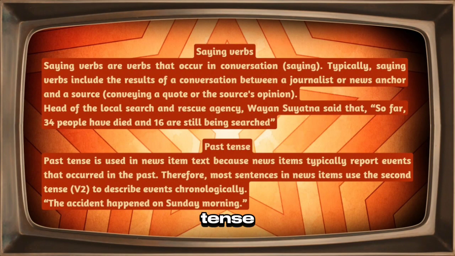Third is past tense. We use past tense because it reports events that already happened. For example, the accident happened on Sunday morning. The word happened shows that the event took place in the past.